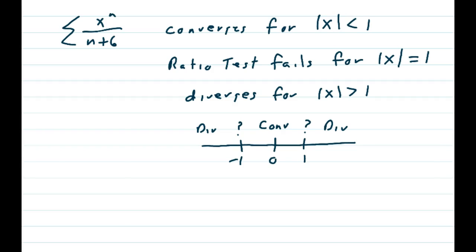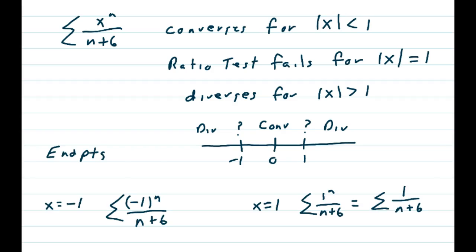And we also know that the ratio test fails for the absolute value of x equal to 1, and it diverges for the absolute value of x greater than 1. So our convergence will lie in between -1 and 1, and again we do not know about the endpoints. So the two endpoints: x equal to -1 would create an alternating series, summation of -1 to the nth over n plus 6. x equals 1 would create 1 over n plus 6, a positive series.